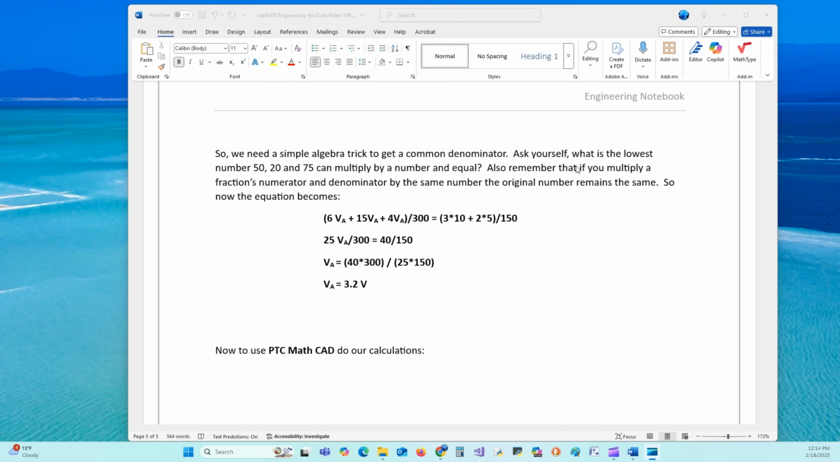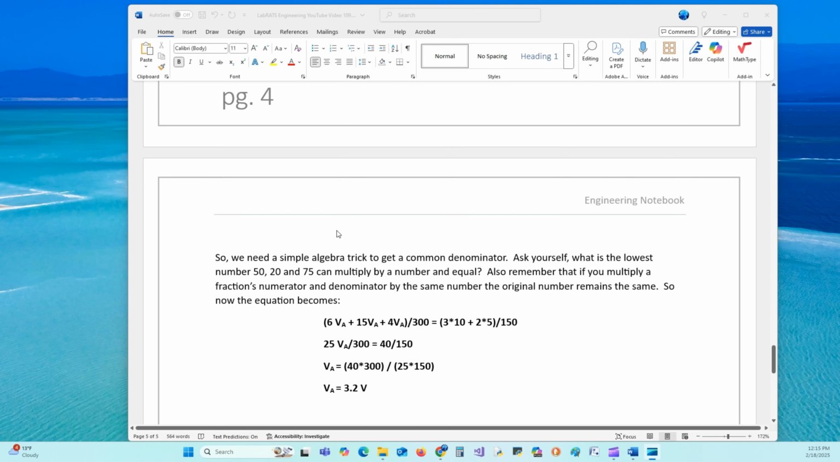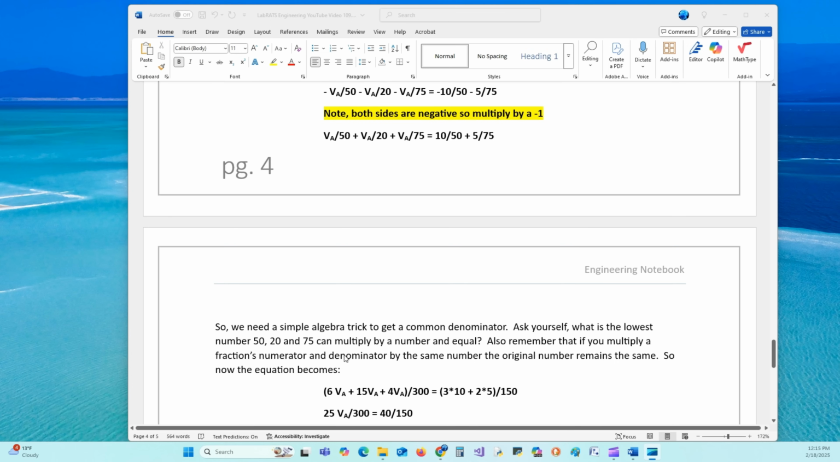So you ask yourself, what is the lowest number 50, 20, and 75 can multiply by a number to equal? Also remember that if you multiply a fraction's numerator and denominator by the same number, the original number remains the same. So now the equation becomes 6VA plus 15VA plus 4VA divided by 300. 300 is a common denominator.